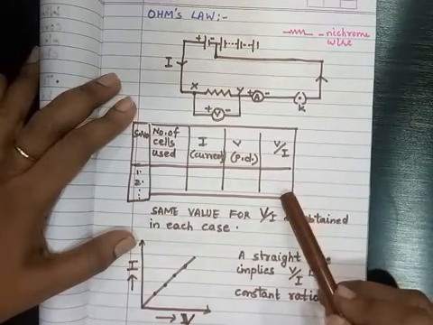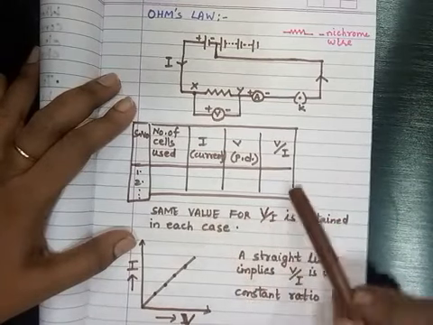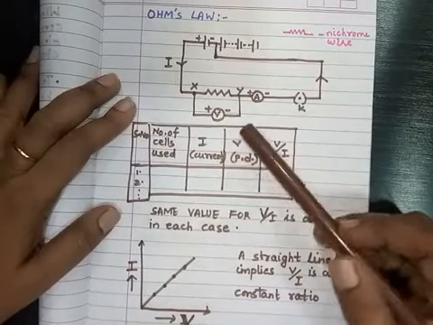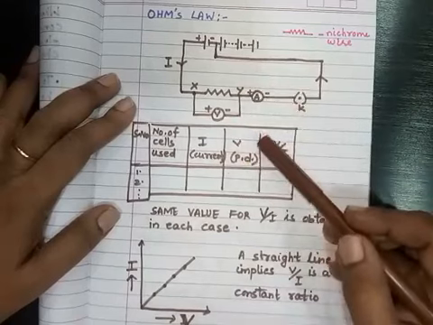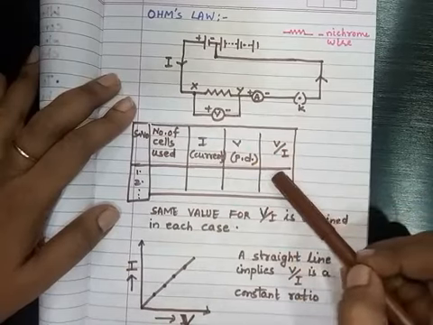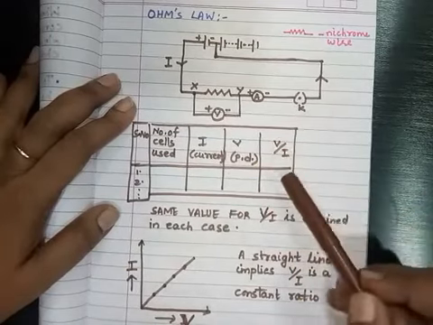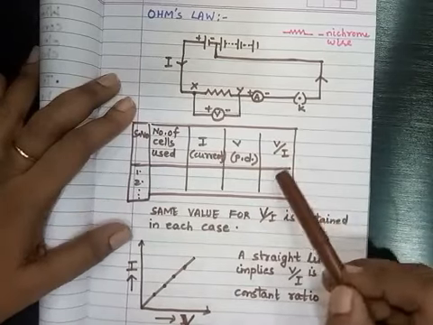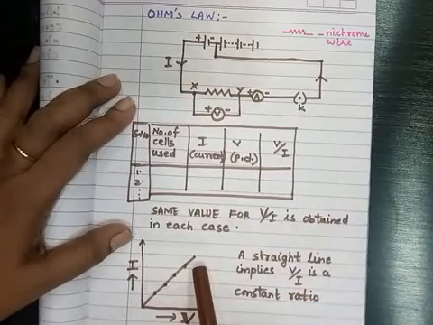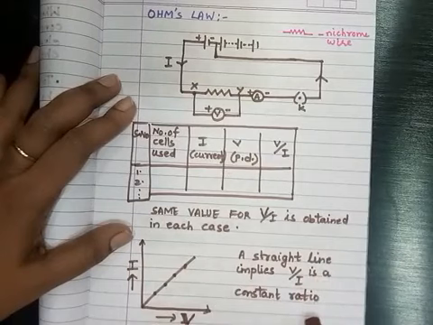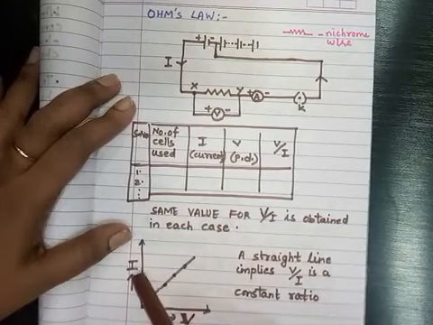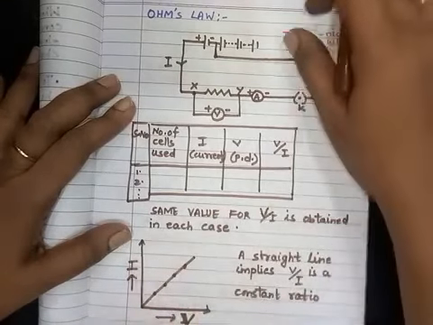It is observed that once the values are received, it will be the same value for V upon I which is obtained in each case. We will see that as the number of cells increases, the potential difference also will increase, and the current will also keep on increasing. The observation is that the ratio of V upon I will remain the same. Now if we plot a graph between V and I as shown here, we will get a straight line. A straight line implies that V by I is a constant ratio, and it's actually also implying that there is a direct proportionality between the potential difference and the current.